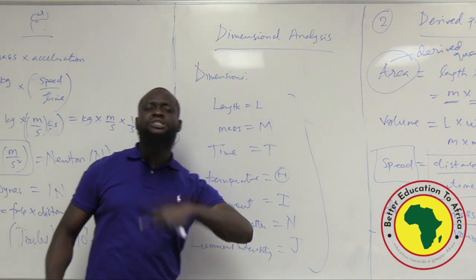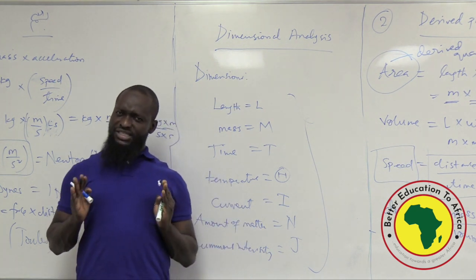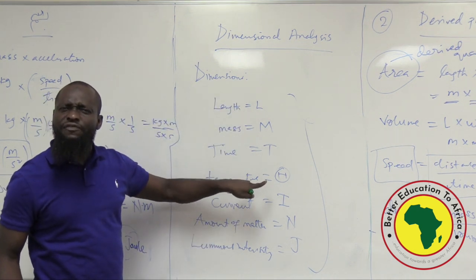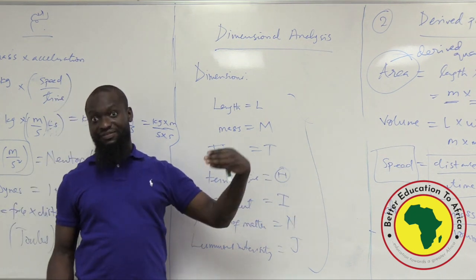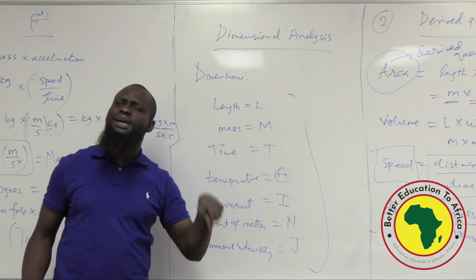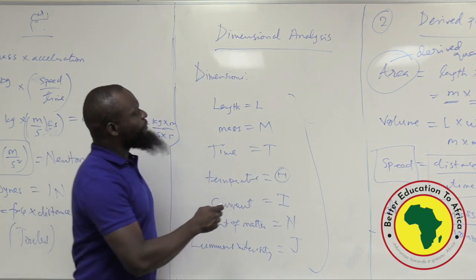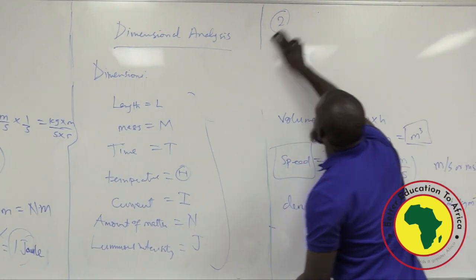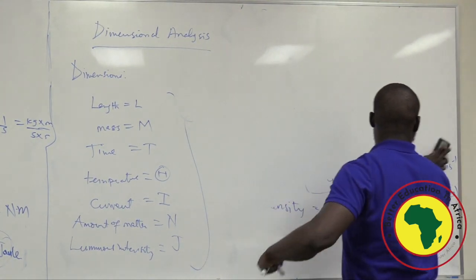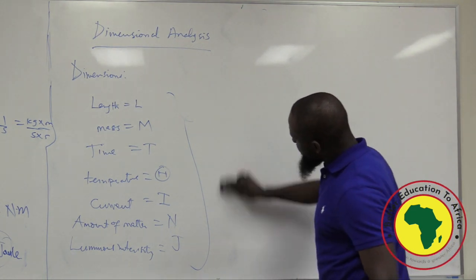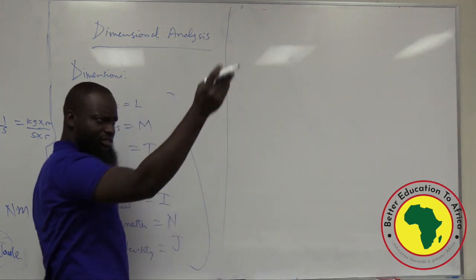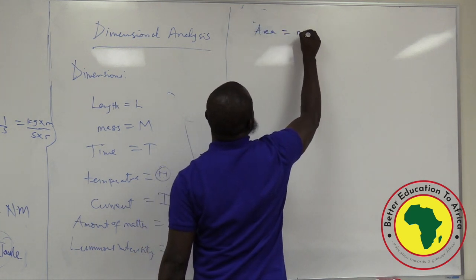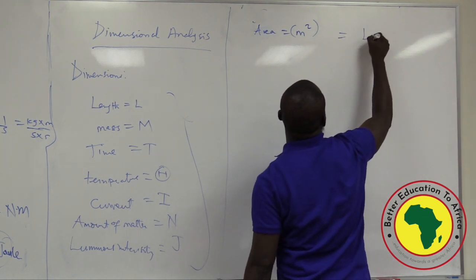We define dimension with respect to the derived quantities. So when we represent the derived quantities in terms of their units, replacing the individual fundamental units from which they were derived with the dimensions, it gives us the dimensions of those derived quantities. They can come in different powers. For example, area has meter squared as the unit. So the dimension of area is L squared.